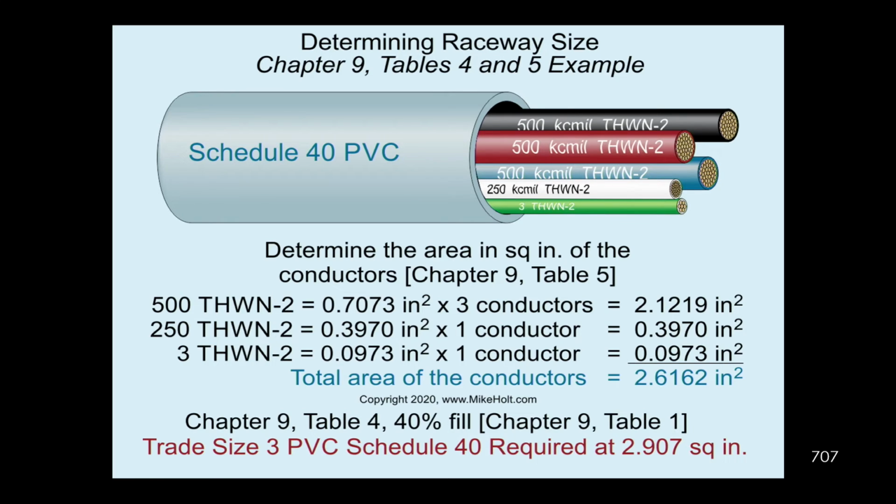That's going to be a 3-inch, which gives me 2.907. And so we're going to use a 3-inch Schedule 40 PVC to accommodate three 500 kcmil THWNs, one 250 and one number 3.